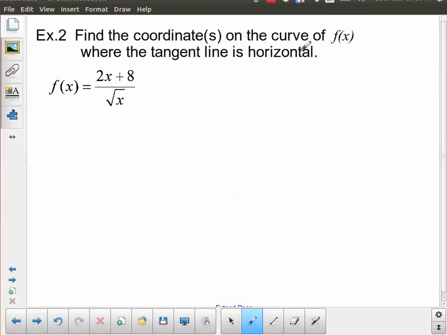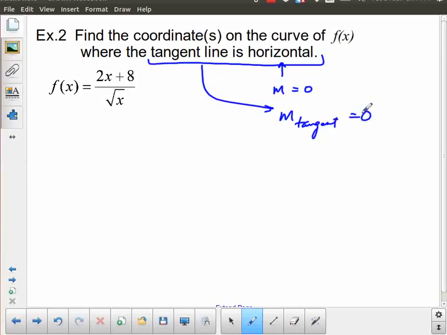find the coordinates on the curve of f of x, which is given here, where the tangent line is horizontal. The key here is this: tangent line is horizontal, and in particular horizontal. So let's actually look at this. Horizontal means the slope is equal to 0. And so tangent line is horizontal, of course, means the slope of the tangent is equal to 0.